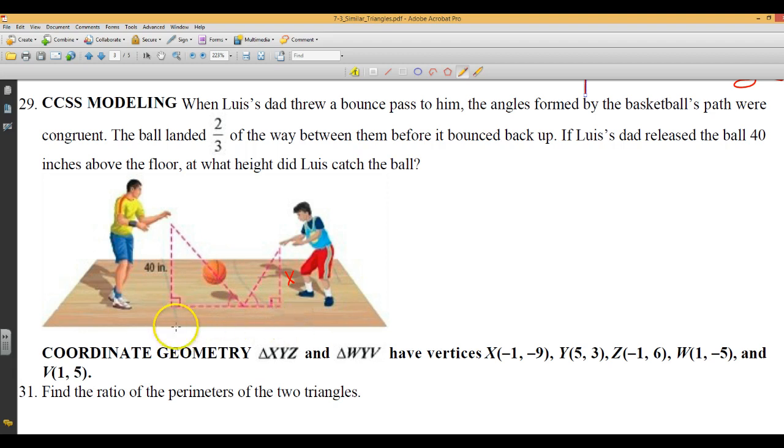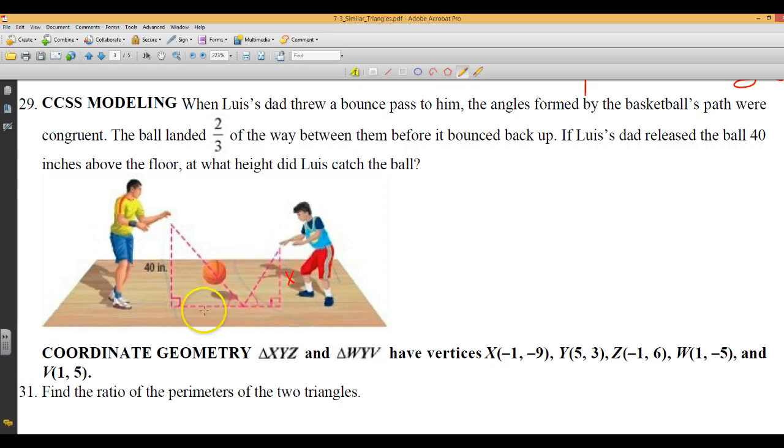So if I call the entire length 60 inches, then 2/3 of that would be 40, and 1/3 would be 20. So 2/3 of 60 is 40, or 60 divided by 3 is 20. So that's probably the most difficult part of this problem, figuring out what numbers to put here. Something else, you could probably even make that more simple. Let's say this entire length is 3 feet.